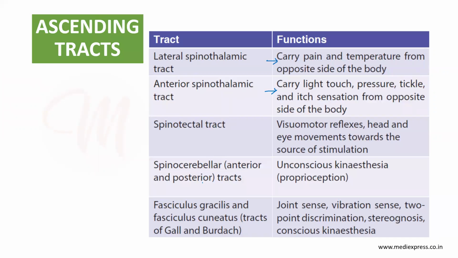Now, talking about the anterior tract, remember this is written over here as posterior. I'll write anterior over here. The function of the anterior tract: it helps in proprioception of the lower limbs. Okay. In the same way, the posterior spinocerebellar tract also carries proprioception of the lower limbs to the ipsilateral cerebellum.